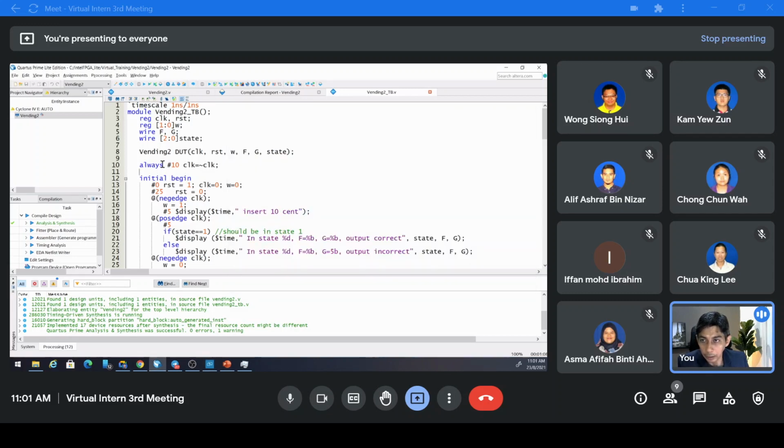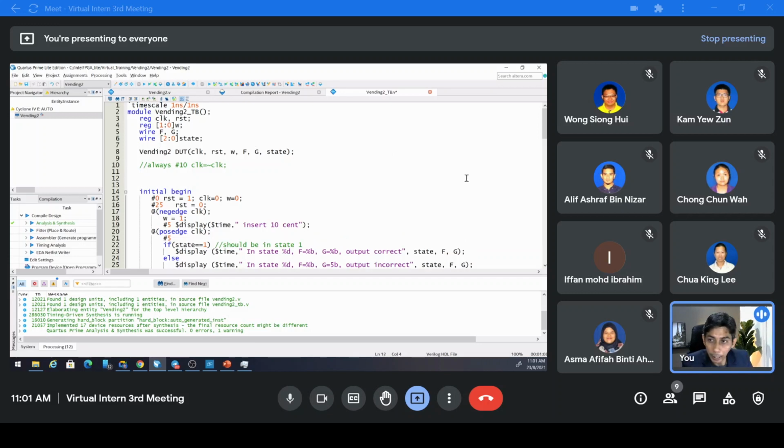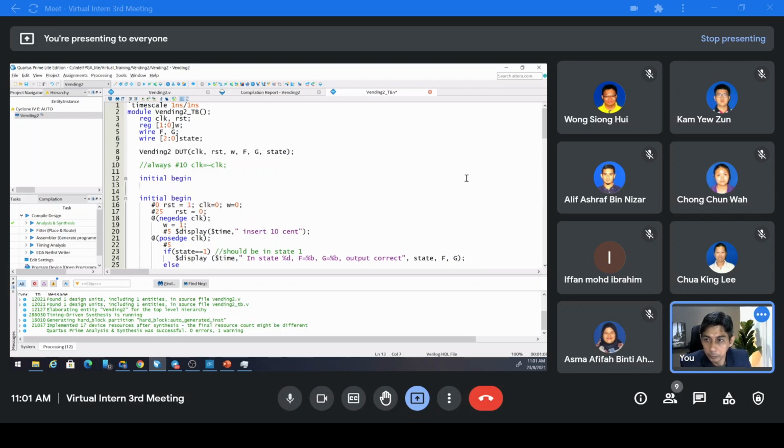Right, so in Verilog, if you write like this, it means that your clock toggles every 10 time units. In this case, 10 nanosecond. All right. Another method of creating the clock is this, where we create it in the initial block. All right, so you use the forever keyword, forever.